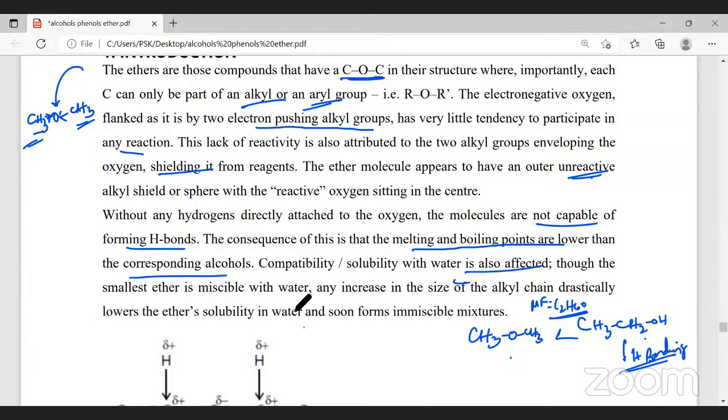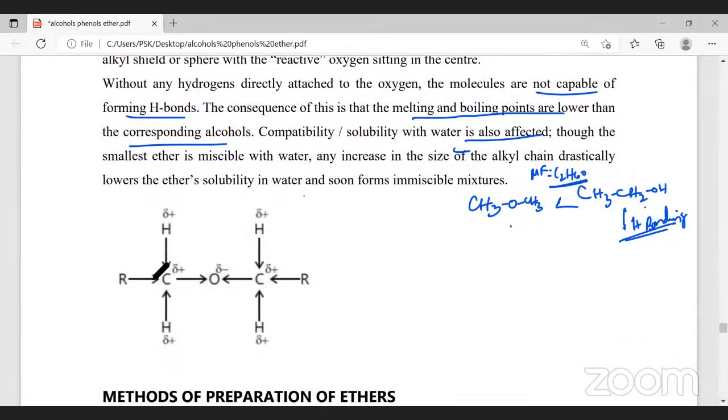Though the smallest ether is miscible with water, any increase in size of the alkyl chain drastically lowers the ether's solubility in water and soon forms immiscible mixtures. So this is the representation of ether. Now, as the R group increases, what happens is the possibility of oxygen to form a hydrogen bond with the water decreases.